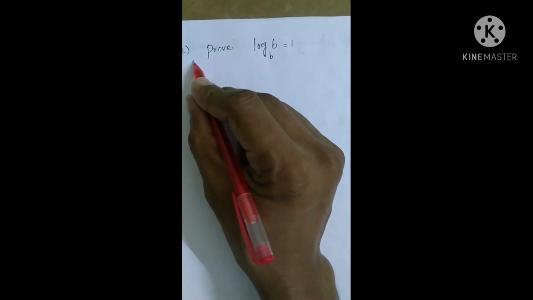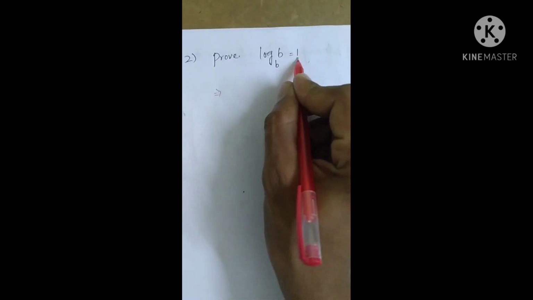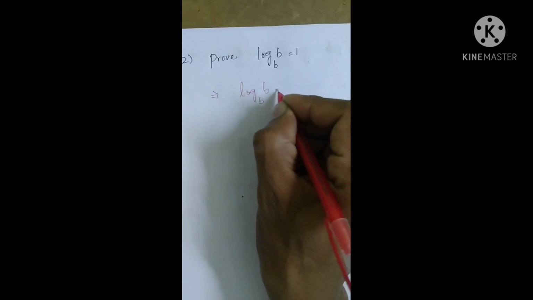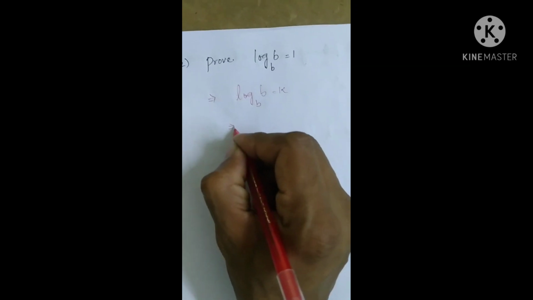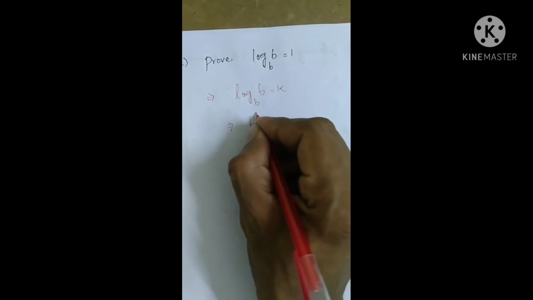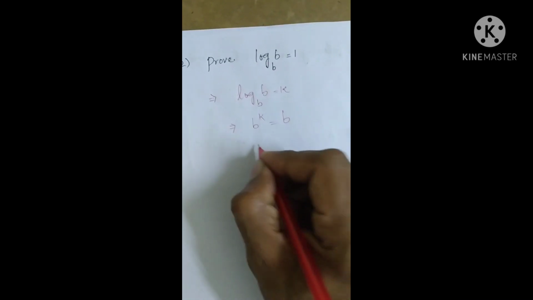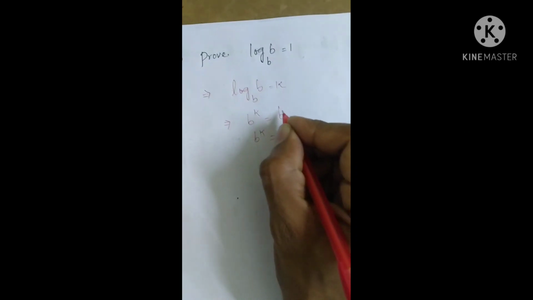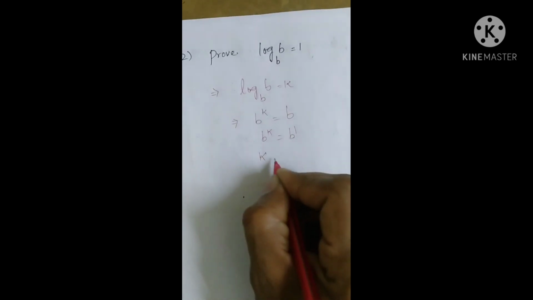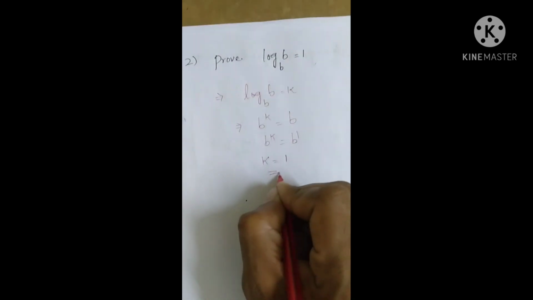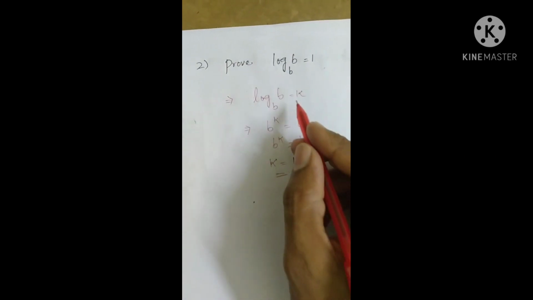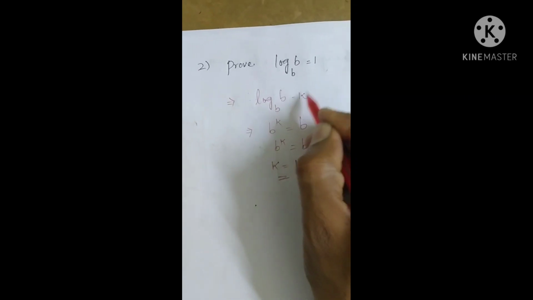Here next question, prove log b base b is equals to 1. So let's take log b base b is equals to k. So here by the exponential form, b power k is equals to b. Here b power k is equals to b power 1. Here bases are equal, power should be also equal. So k is equals to 1. So this is the final result. This is the proof of log b base b is equals to 1.